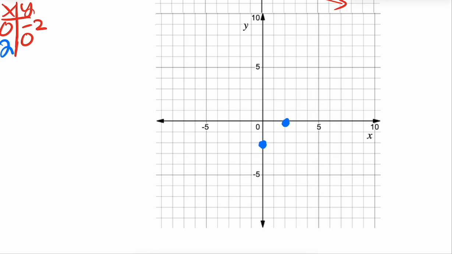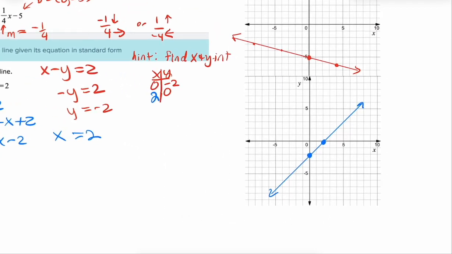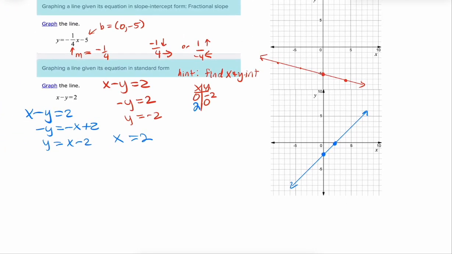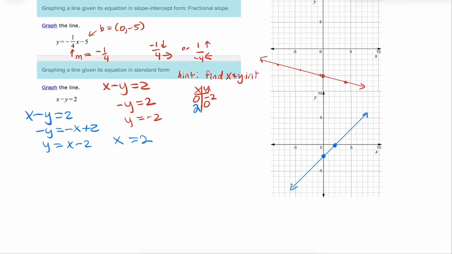And then let's make our line. Oh, that's so beautiful. Okay. So that's what your line would look like. Let's scooch out so you can see the whole thing. Any questions on how you can deal with a linear equation in standard form? Everybody good with that one?